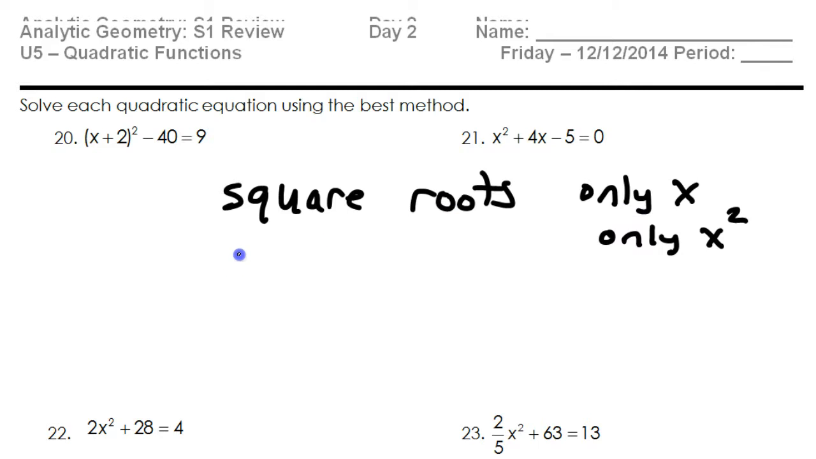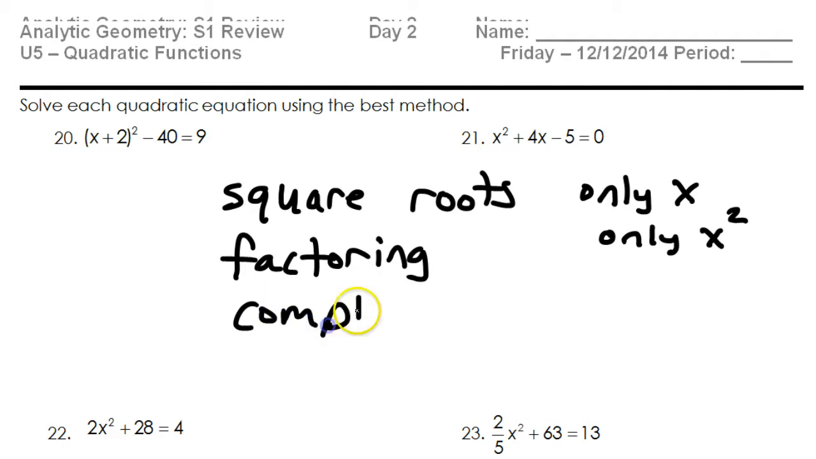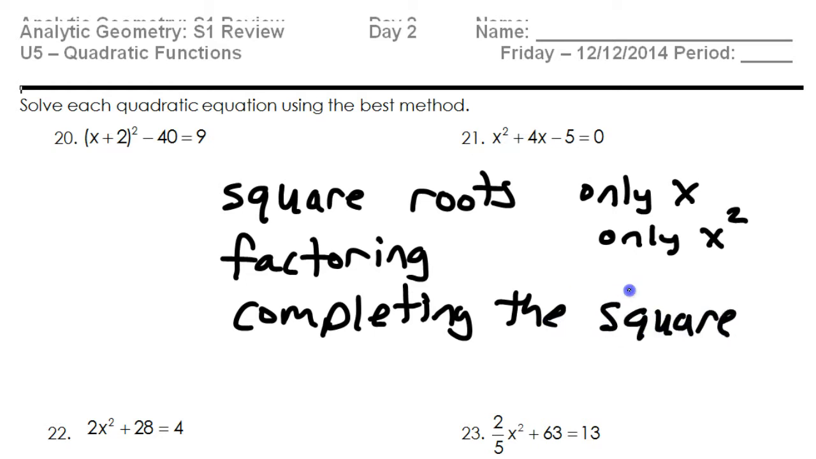Another method that we learned is factoring. Of course, factoring only works when it's factorable. Another method that we learned is completing the square. For that method it's important that the middle term is even, and it helps if there's no number in front. The leading coefficient is 1.